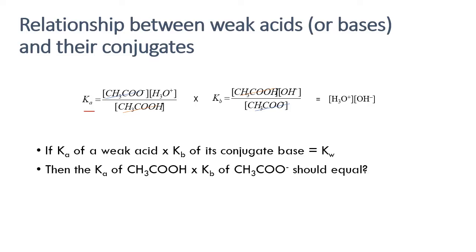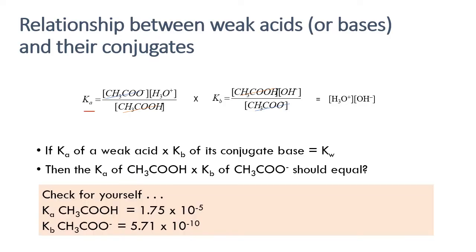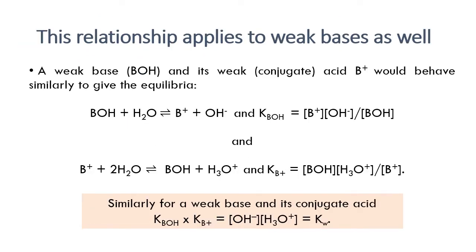And what should this equal? 1 times 10 to the minus 14. So check it for yourself. Look at the Ka for acetic acid and the Kb of its conjugate base and see what you find. This relationship applies to weak bases as well. A weak base, we're going to write it as BOH, and its weak conjugate acid B plus would behave similarly to give the equilibria that we are going to show.